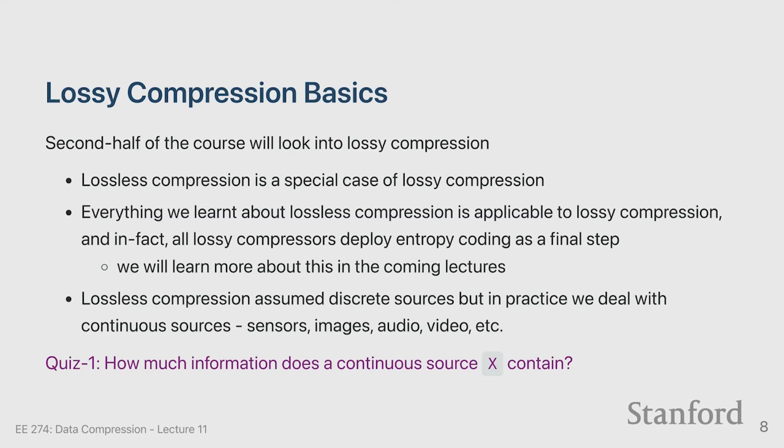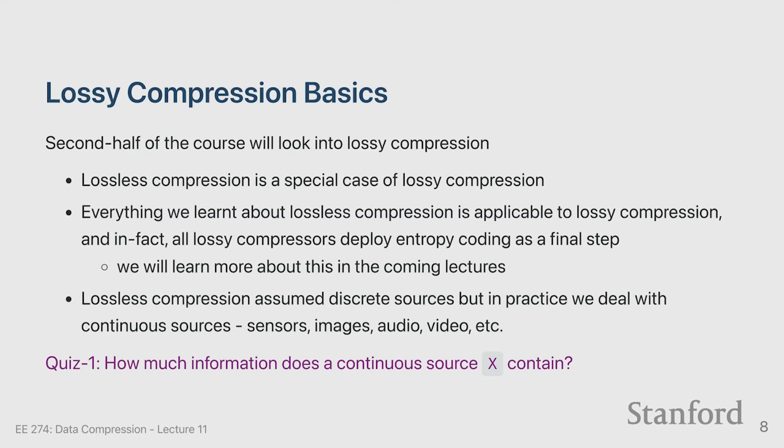Like all these signals which we are receiving, be it image, any sensory information we are receiving, all of this is actually continuous. It's not really a discrete value. And so in the second half of the course, we'll start learning about how to deal with these continuous values, right? So again, all sensors, images, videos, in reality are continuous sources, right? But the whole point of storing data is to somehow represent this information, correct?